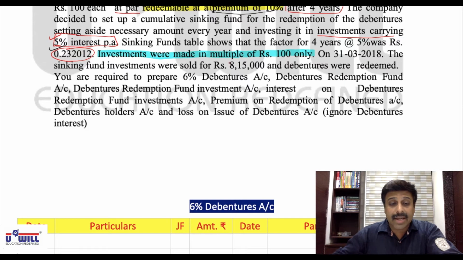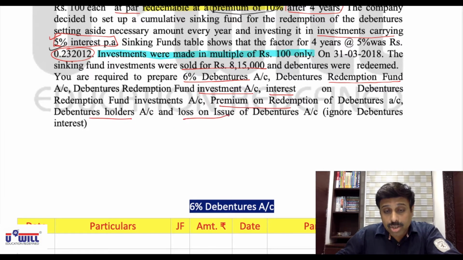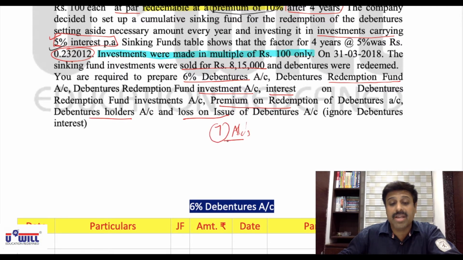On 31/3/18, the sinking fund investments were sold for 8,15,000 and debentures were redeemed. Now you are required to prepare: 6% debentures account, debenture redemption fund account second, debenture redemption fund investment account third, interest on debenture redemption fund investment account fourth, premium on redemption account fifth, debenture holders account sixth, loss on issue of debentures account seventh. 7 accounts are to be made.